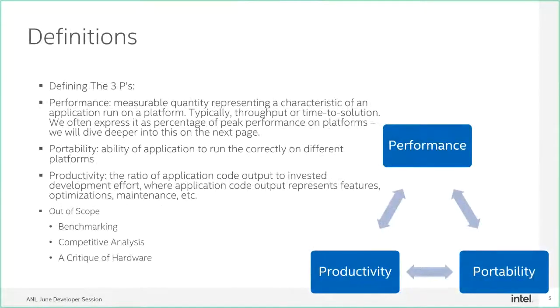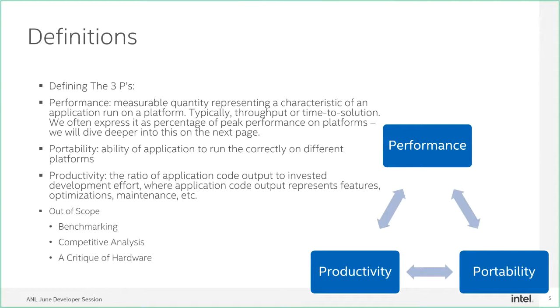So just some definitions. And this is kind of important because we're going to define performance as a measurable quantity representing a characteristic of an application run on a platform. And this is throughput or time to solution. And it's also, we really look at it, and we'll show you guys later, as a percentage of peak performance. We can take a look at this in the notebooks. And that's really what we show, as we evolve an algorithm, how to maximize the performance across all of the platforms while trying to minimize the amount of code that happens.